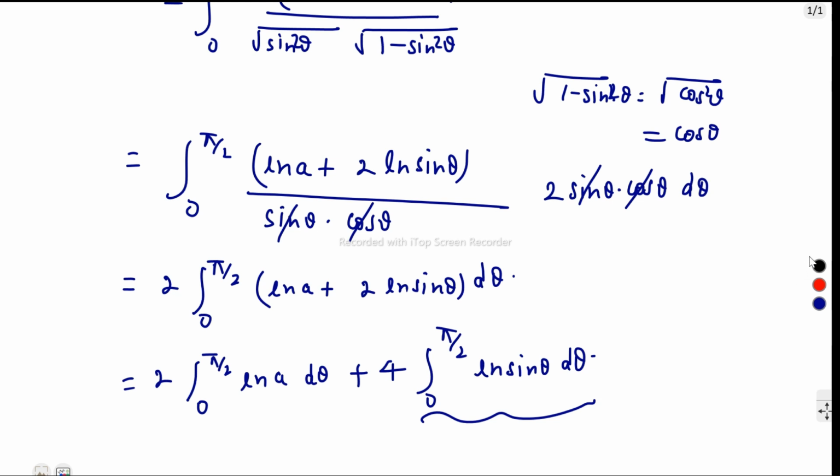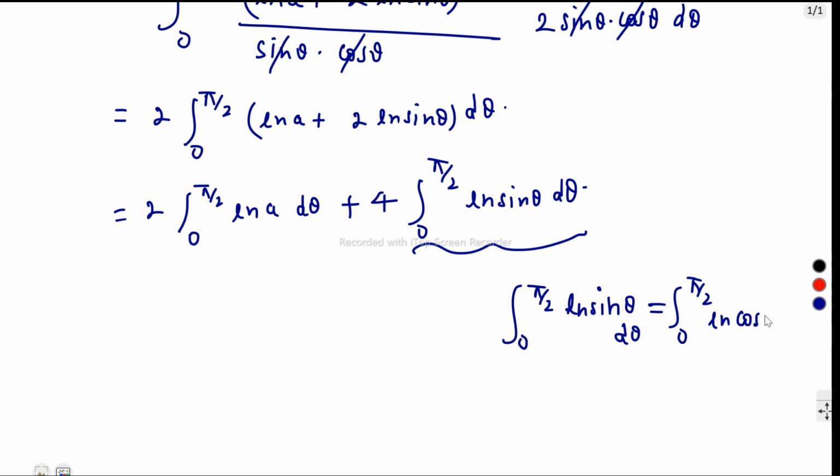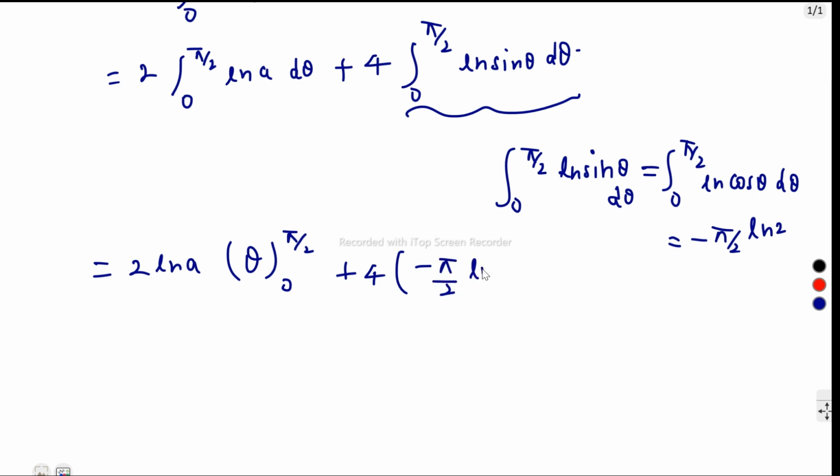Also we know that this is a standard integral. We have discussed in an earlier video that the integral from 0 to pi over 2 of ln sine theta equals the integral from 0 to pi over 2 of natural log of cos theta d theta, and that equals minus pi over 2 ln 2. So using this result, we can write this as 2 times natural log of a, and the integration of d theta is theta, with limits varying from 0 to pi by 2, plus 4 times the value of this integral, which is minus pi by 2 times natural log of 2.